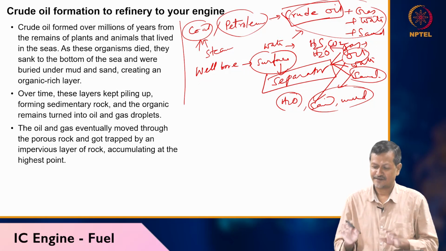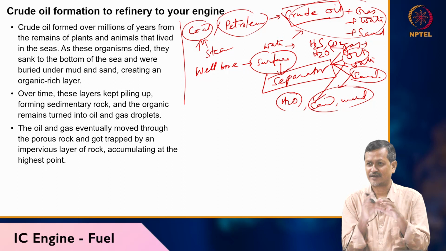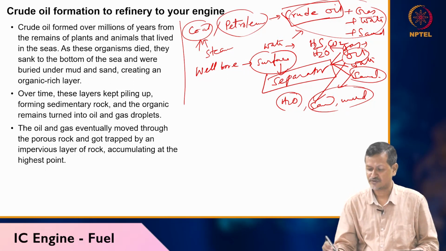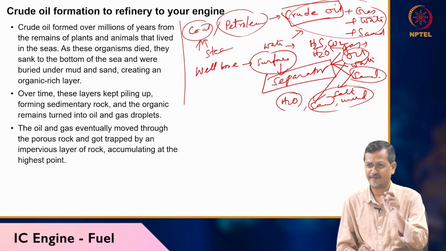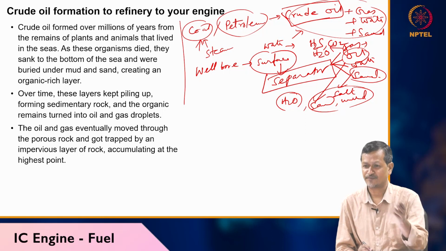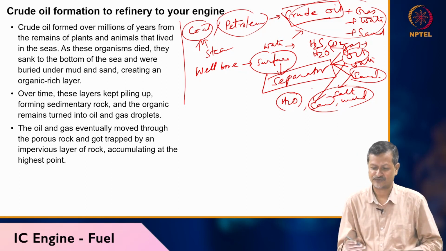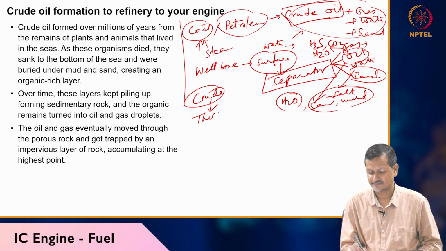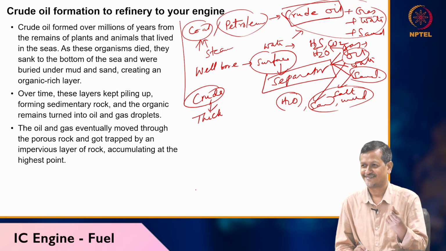So then you got separated oil. Oil is not having mud, water, or sand. Now some salt content also may be there, some heavy metal salt, so that also you have to remove. After removal, you got crude oil. Crude oil is very thick actually. So after removal of everything, you got thick crude oil. What do you mean by thick? Thick means high viscosity.